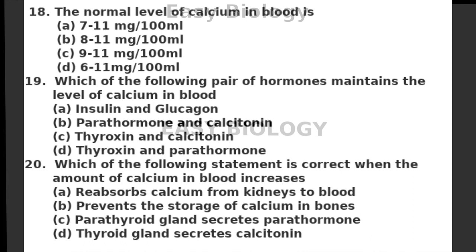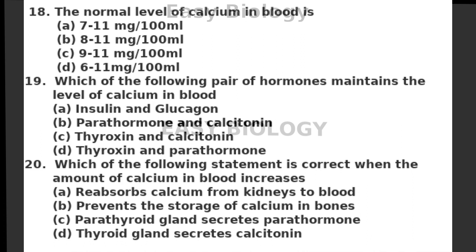Question number 19. Which of the following pair of hormones maintains the level of calcium in blood? A. Insulin and glucagon. B. Parathyroid and calcitonin. C. Thyroxine and calcitonin. D. Thyroxine and parathyroid. The correct answer is parathyroid and calcitonin.